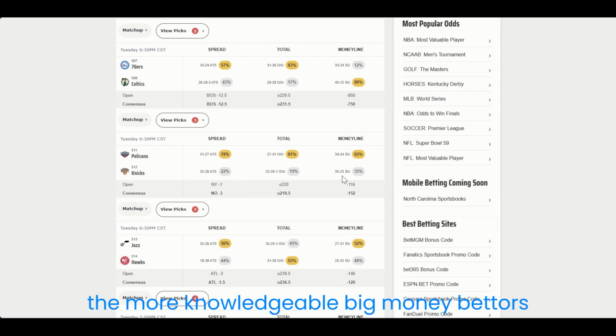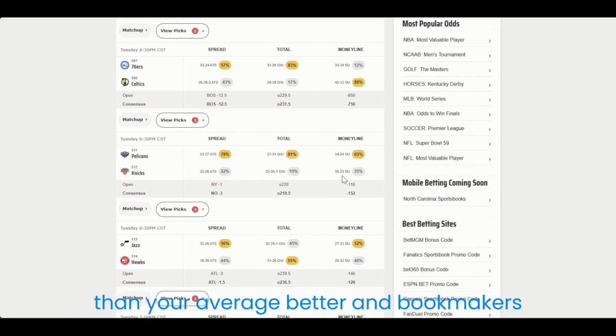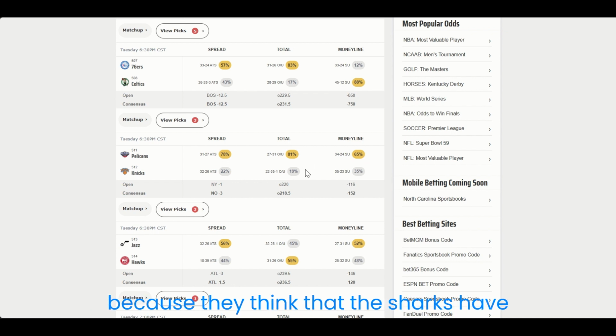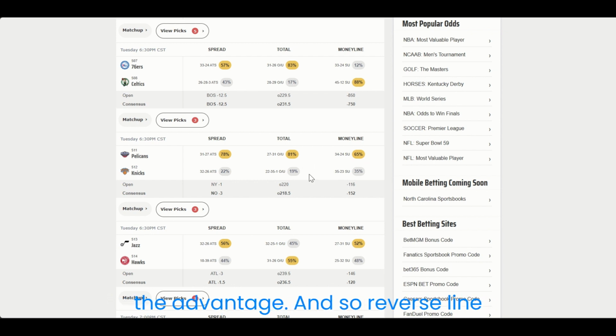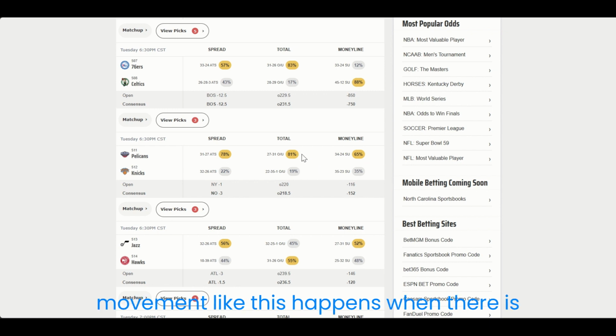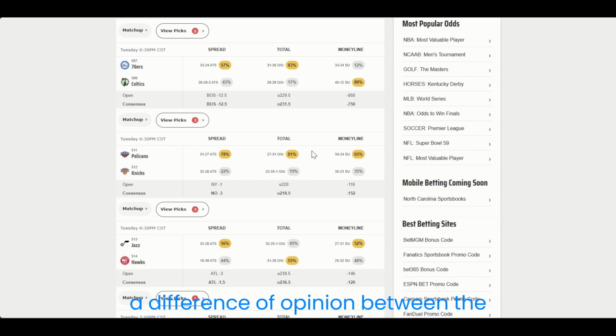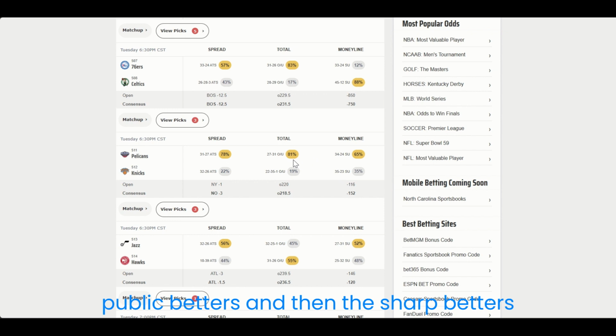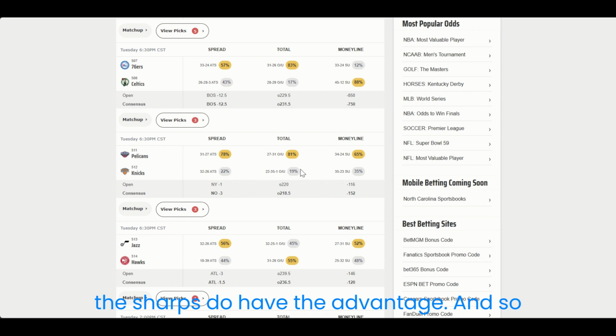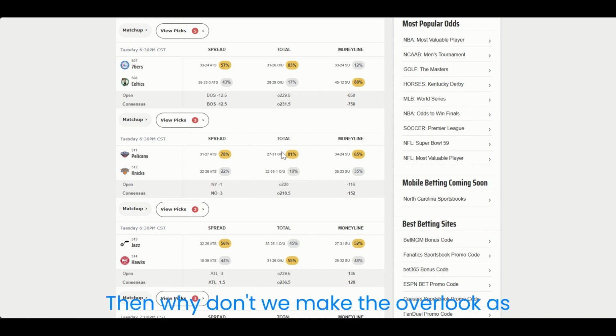The sharps are the more knowledgeable big money bettors who tend to have a better betting record than your average bettor, and bookmakers value sharp picks over the public picks because they think that the sharps have the advantage. And so reverse line movement like this happens when there is a difference of opinion between the public bettors and the sharp bettors. And what the bookmakers are thinking is, okay, if the sharps do have the advantage, and if under is where this game is headed, then why don't we make the over look as appealing as it can for the rest of the public?